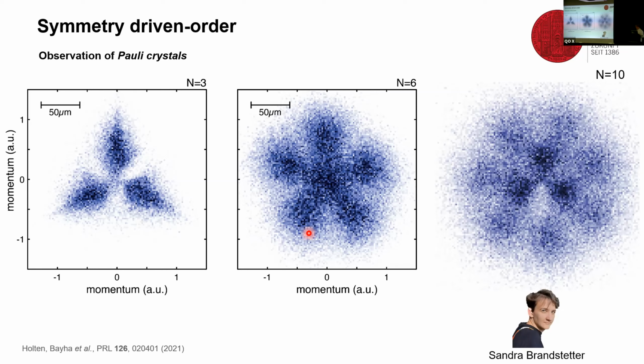So we can do this also for 3 particles, and more recently Sandra, who is in the audience, did this for 10 particles. So it works, you can increase the particle number a little bit, but you can already see it gets more and more washed out. So these Pauli crystals are in the end a few-body effect, if you want, but a very interesting one.